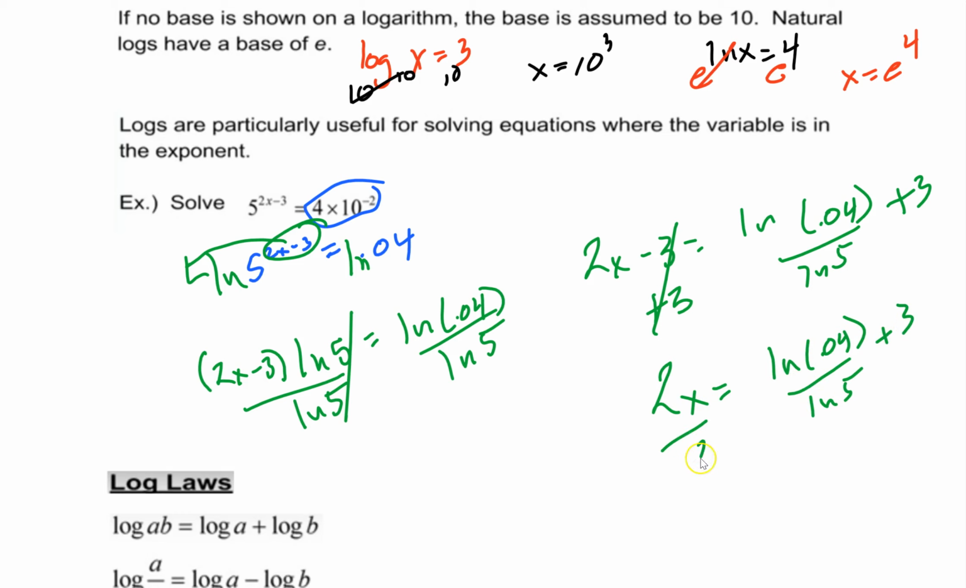Then we just divide it by 2. Again, if you have a calculator, just put that on. That'll be some decimal right now. You just divide all that by 2. If you don't, you just get that as an answer. That's the way it works.